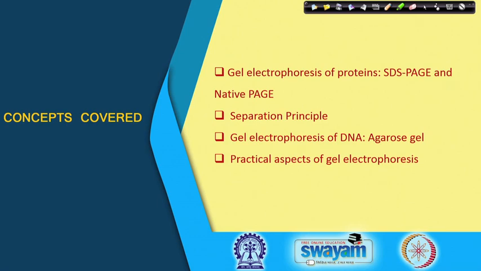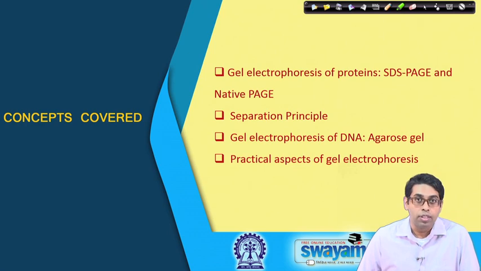So, we will specifically focus on two types of gel electrophoresis. One is the SDS PAGE or the polyacrylamide gel electrophoresis, and the other one is the agarose gel electrophoresis. We will see how these techniques work and under what conditions you will use which method.